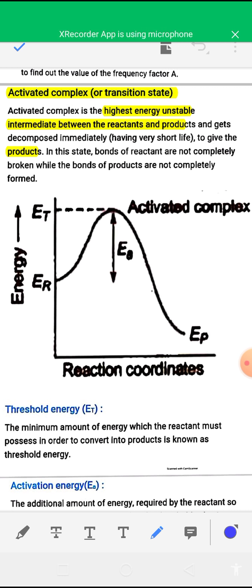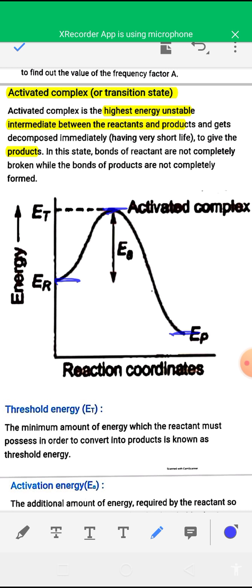Activated complex is the highest energy unstable intermediate between reactant and product, and this is the activated complex, high energy complex. In the activated state, bonds of reactant are not completely broken, while the bonds of product are not completely formed. This is an intermediate transition state.